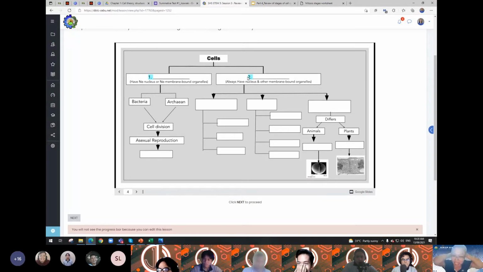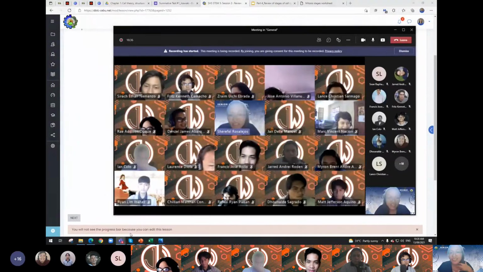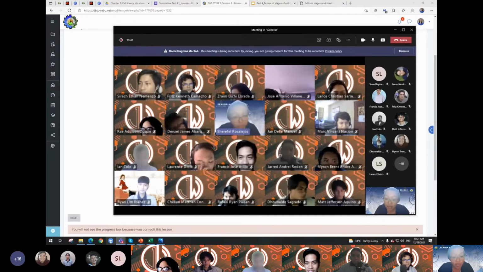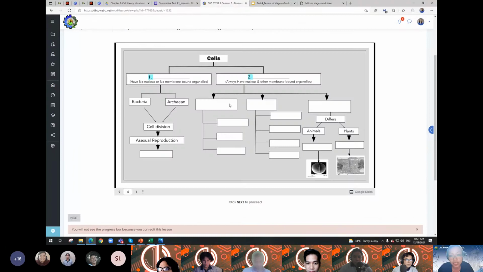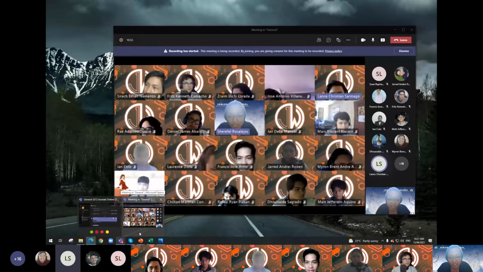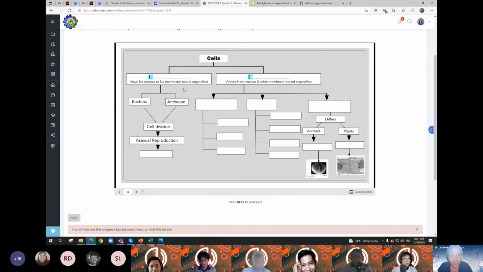I'm asking, in the concept map that I am showing you, what do you think is the answer for 1 and 2? This is based mainly on the presence of the nucleus. Prokaryotic, eukaryotic, ma'am. Very good, Sarmago, because of the presence of the nucleus.